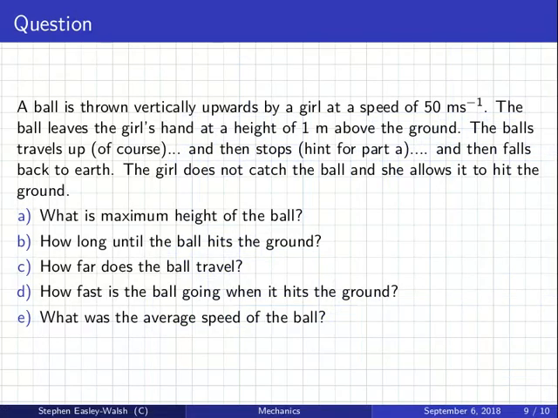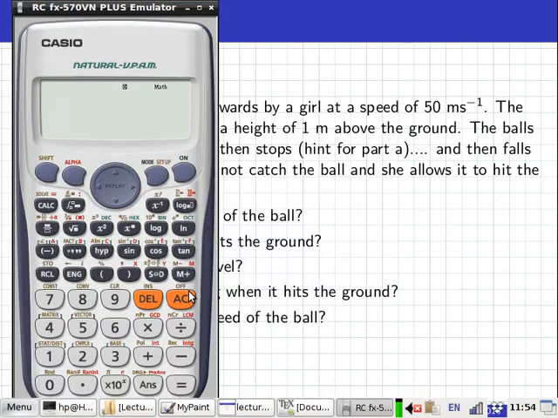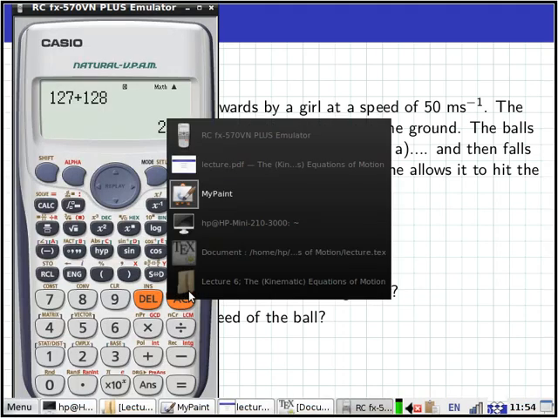Part C. How far does the ball travel? Give me the answer. Go on, you have time. How did you get that? I added the two. What two did you add? The 1.7 and the 1.8. Very good. So that actually is how far it travels. It travels 255 meters. So the distance is 255 meters.